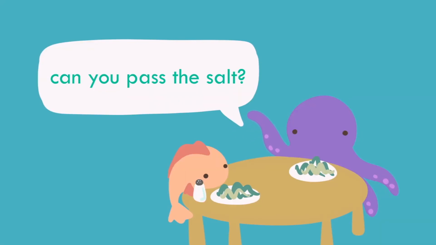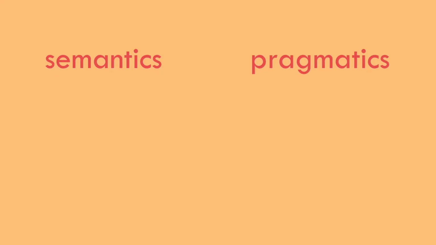We know that the speaker isn't asking if the listener is physically capable of passing the salt. With our knowledge of pragmatics and the context of both parties having dinner together, we can conclude that the speaker is requesting the listener to pass the salt. There are differences between semantics and pragmatics.